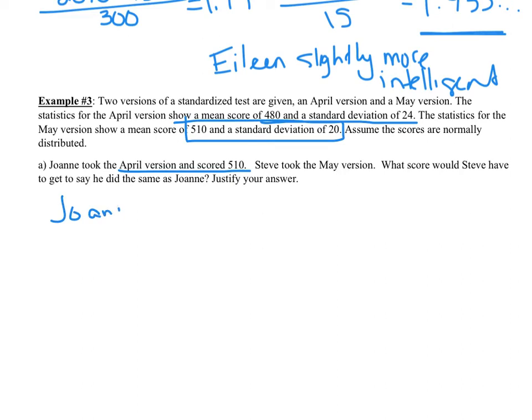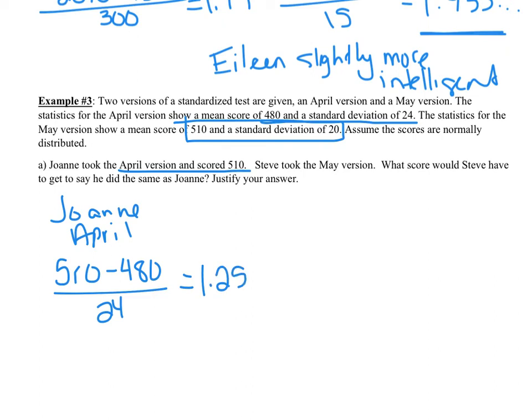So Joanne took April. Her z-score, or standard deviations above the mean, would be 510 minus 480 divided by 24, and she would have a 1.25 standard deviation or z-score. What would Steve have to get to say he did as well as Joanne, or did the same as Joanne? So we're not asking for his z-score. We're asking, well, what grade would he have to get to have the same z-score as her?